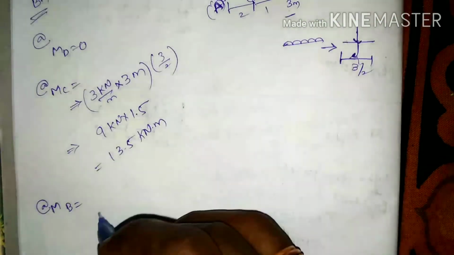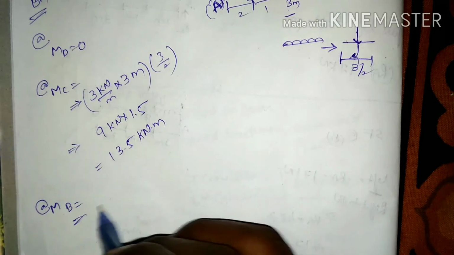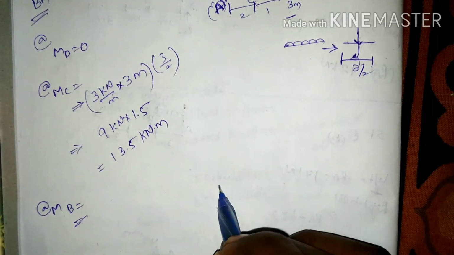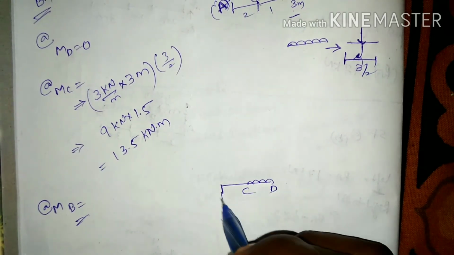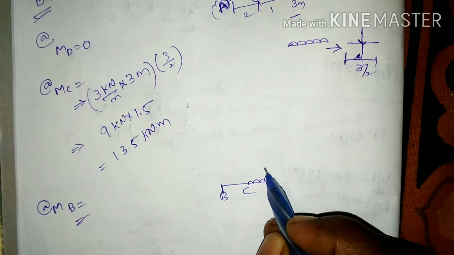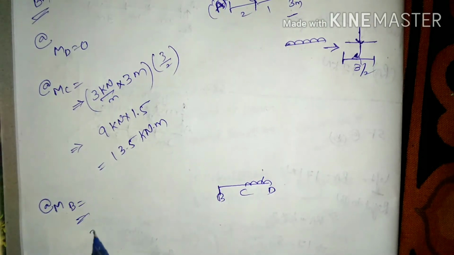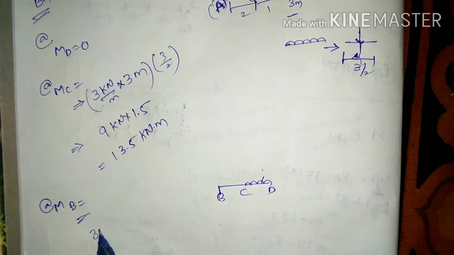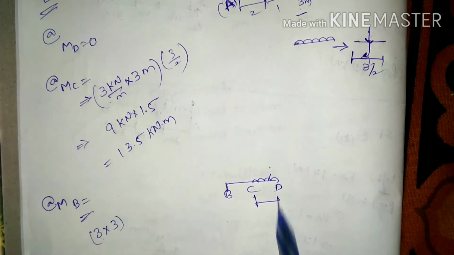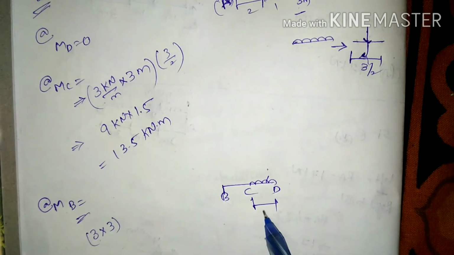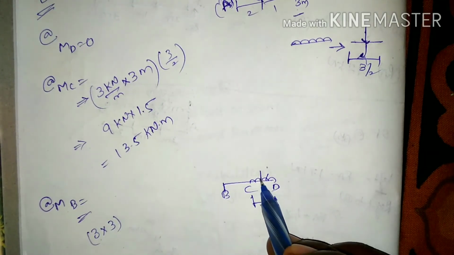Here, moment about B is equal to... we have to take the moment about B from D to B. Here we are having a load, that is 3 kilonewton per meter, multiplied with 3, which converts the UDL into a point load, and this is multiplied with the distance of 3 by 2.